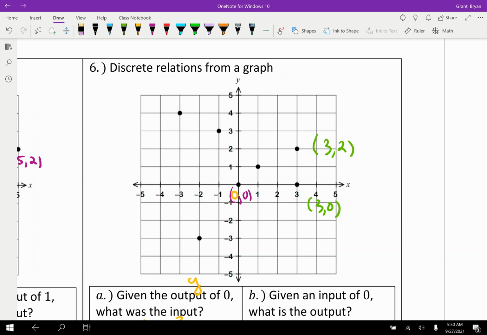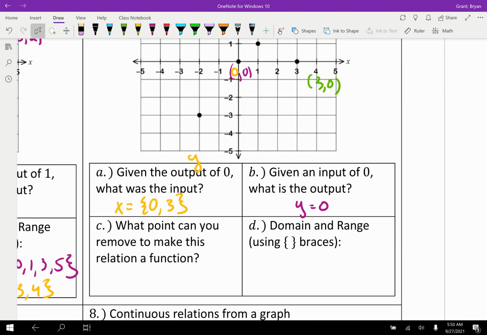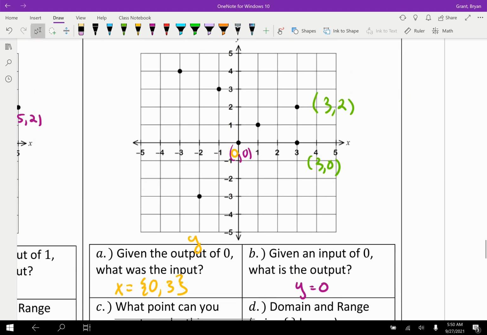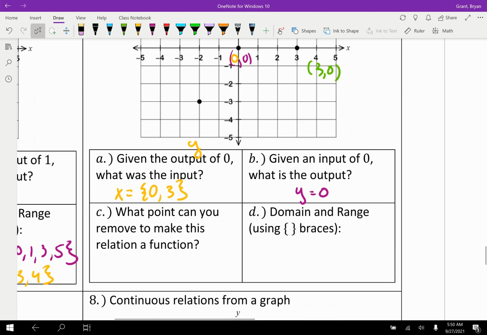So, what do we do? Well, they said, what point can you remove? It's actually up to you. You could either remove 3, 2, and that would be fine, or you could remove 3, 0. You need to remove one of them. And so I'm just going to put both. I'm going to say 3, 0, or you could remove 3, 2.